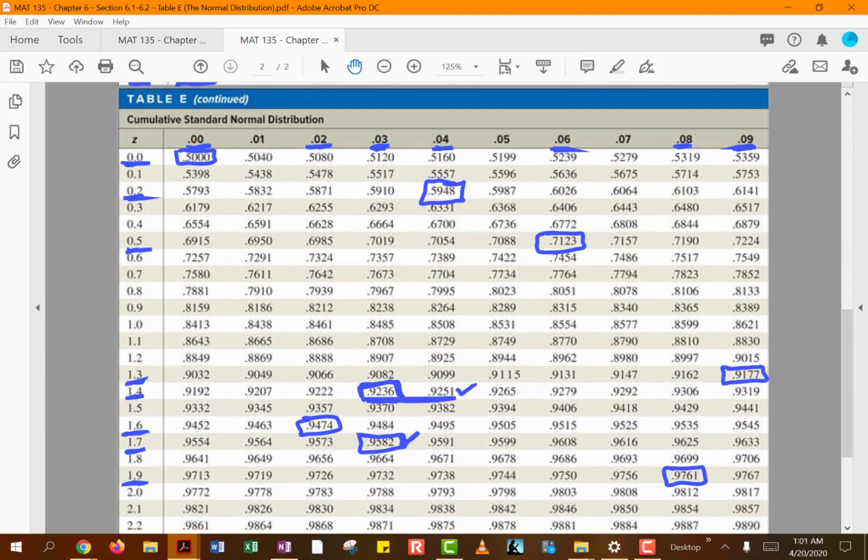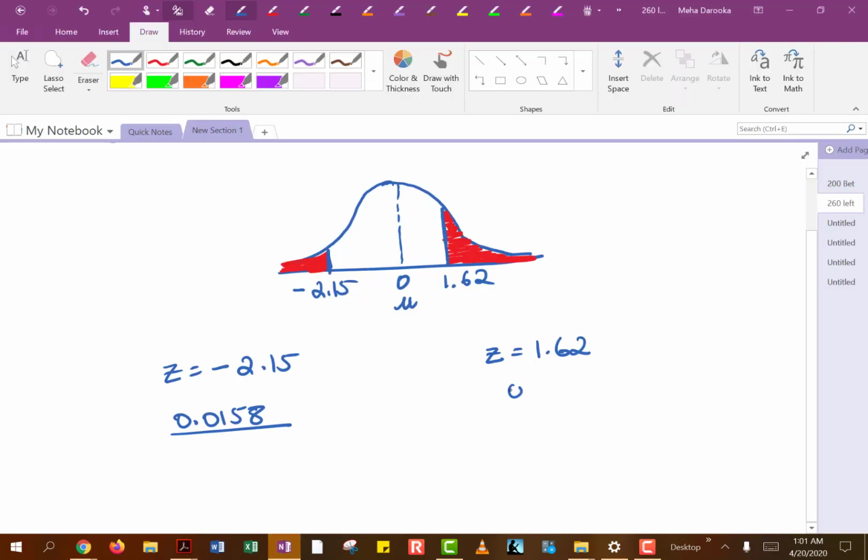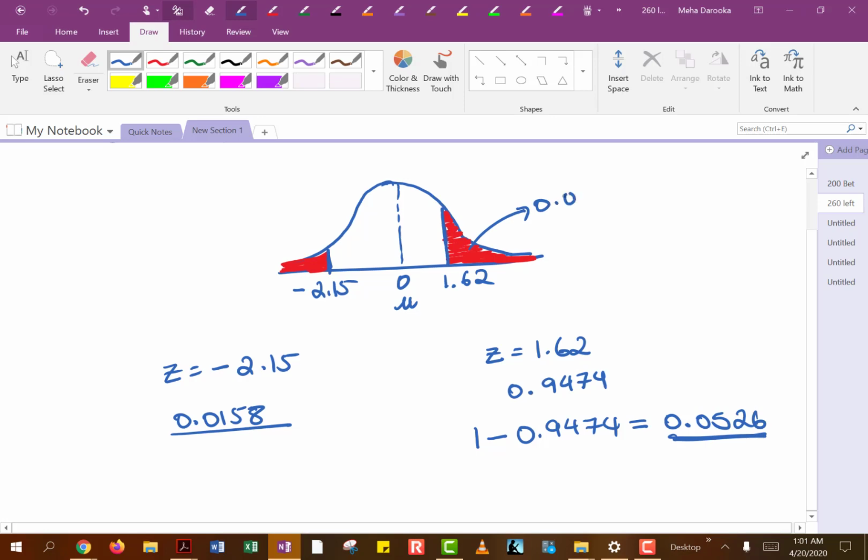Now let's see what 1.62 is going to be. So 1.6, and then we go out to 2. We've already actually marked this from a previous example, which was at 0.9474. But then to find this area, we will actually have to do 1 minus 0.9474, which that answer, once we put it in, will come out to be 0.0526.